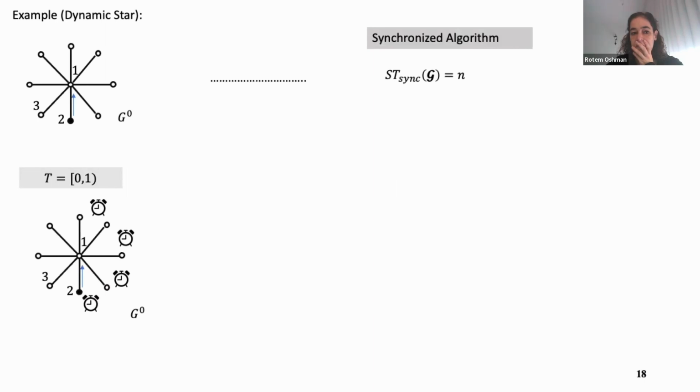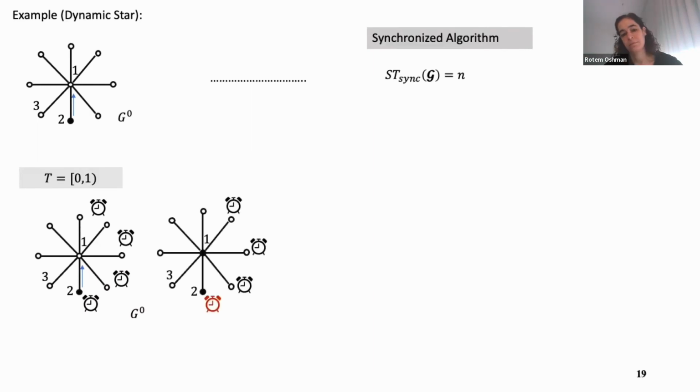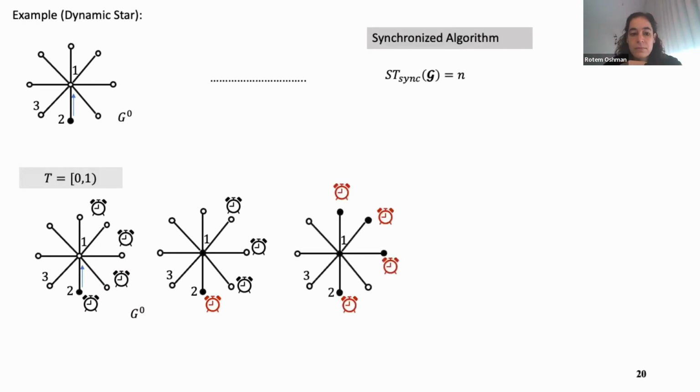Now let us look at the asynchronous rumor spreading in the dynamic star. In this model, nodes communicate based on their Poisson clock. Let us assume that we are at the first interval and leaf node number 2 communicates with the center at rate 1. Then the center gets informed and still we have some time to the end of this interval. Therefore, all other leaf nodes can operate.